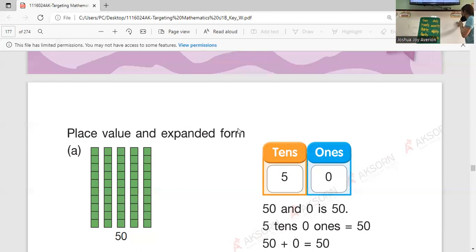Okay? So letter A, how many cubes do we have? How many groups? How many tens? 1, 2, 3, 4, 5 tens is equal to 50. Again, 50.